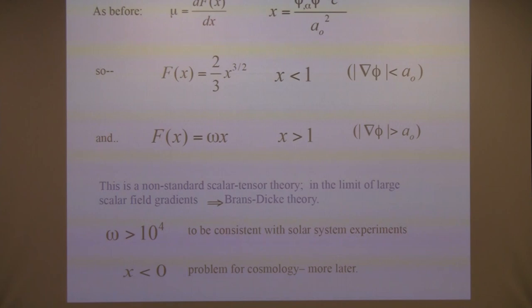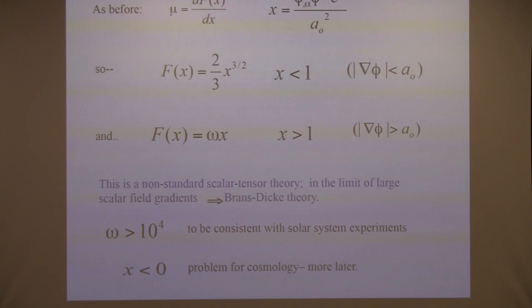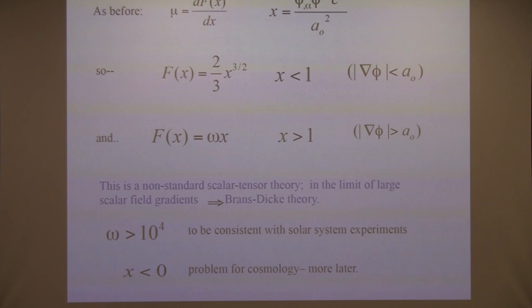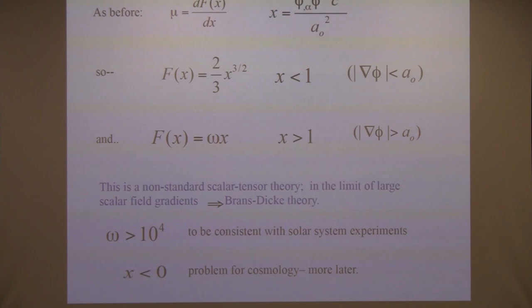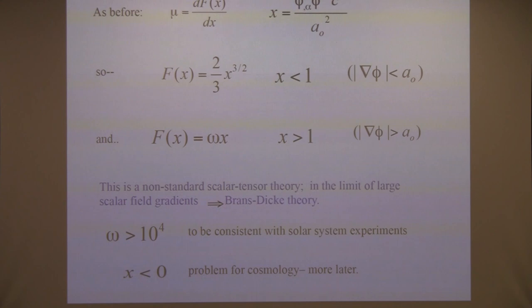The phenomenology requires that this function has a specific form. It goes as x to the 3/2, the invariant to the 3/2, when x is small, when the acceleration is less than a naught. And it goes as some set number, let's say omega, times x, when x is large. Now, this is a non-standard scalar tensor theory. In a sense, you can look at it as a Brans-Dicke theory, the famous Brans-Dicke, who introduced the idea of scalar fields as a component of gravity. But the local effects of relativity have to be small within the solar system. So that means omega has to be large. The experimental constraints on omega are, at least they were, that omega has to be greater than 10 to the 4th to avoid unobserved consequences in the solar system.